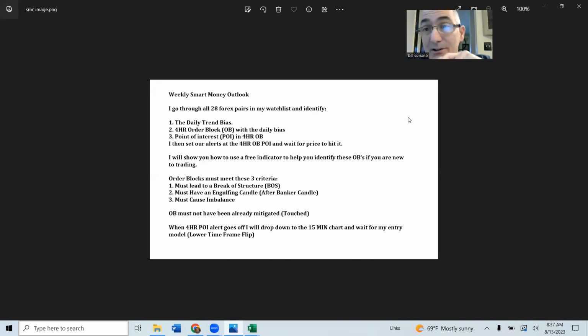Now, there were some pairs that we couldn't set. We couldn't identify an order block on. So on Monday evening, Tuesday evening, I go back through the charts again, and I check to see if there's been any clean breaks of structure to get us to identify those order blocks. And we did set some break of structure alerts as well.